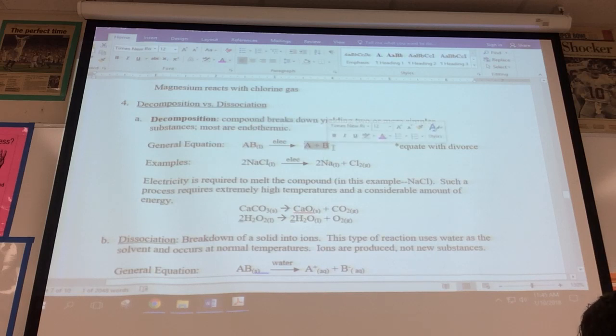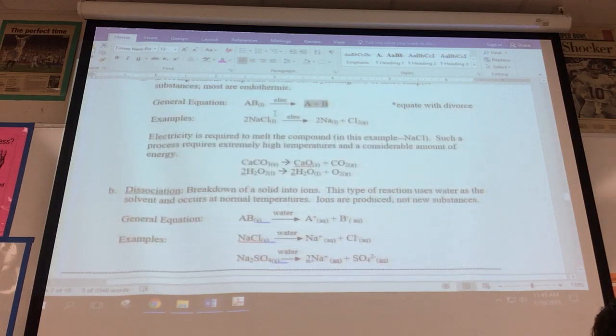Your products will be elements or compounds. They will not be ions. Be careful there. There's a distinction we'll go through. You can break up molten sodium chloride using electricity. Essentially, you melt the compound into liquid sodium and chlorine gas. It does require a lot of energy and is performed at very high temperatures.